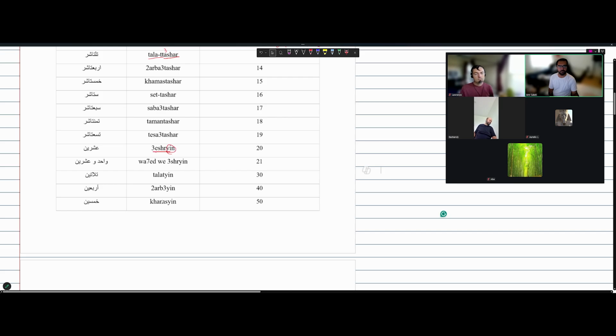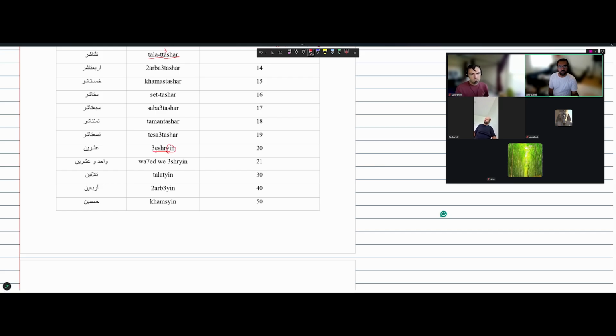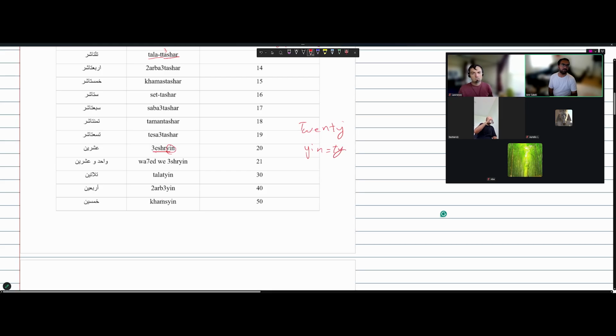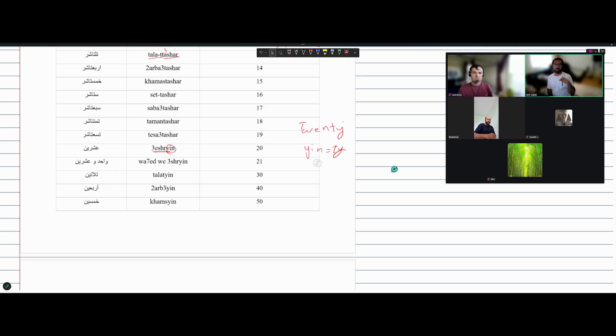So if you're saying 20, this "in" is basically the "ty" in English. So you have the number أربعة, the feminine T at the end is dropped, and then you add the "in" at the end.